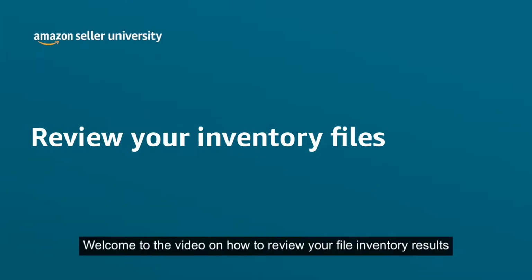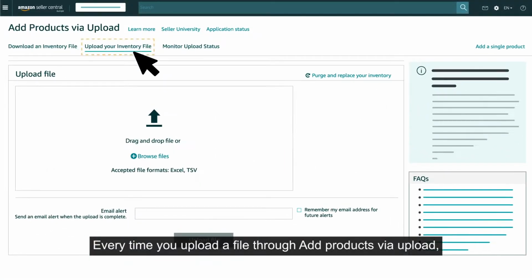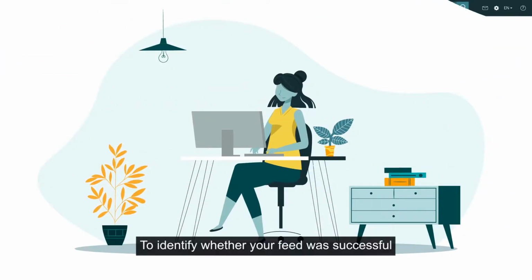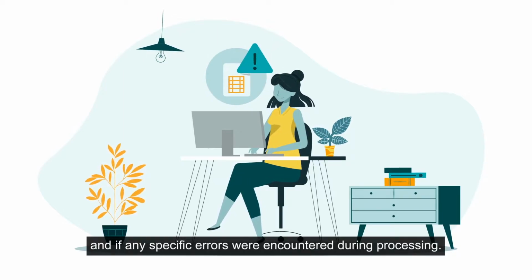Welcome to the video on how to review your file inventory results while adding your products in bulk. Every time you upload a file through Add Products via Upload, Amazon creates and posts a processing report to identify whether your feed was successful and if any specific errors were encountered during processing.